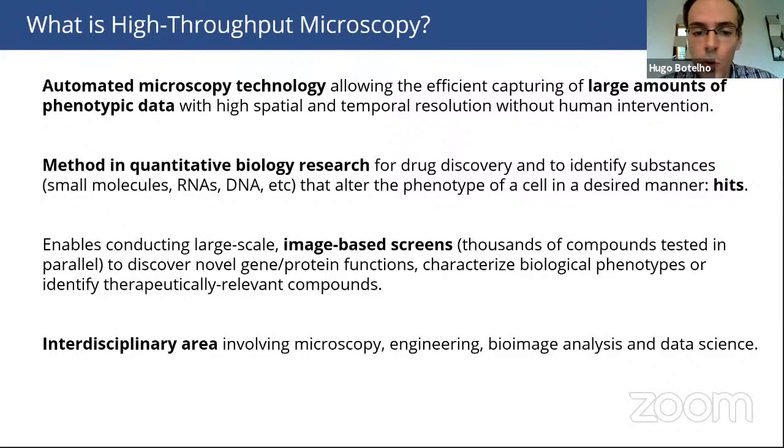And we use microscopy as a tool for drug discovery or identification of hits, which are compounds or molecules which alter the cellular phenotype in the desired manner. In this setting, the parallelization of the experimental part consists in screening a large library of compounds or molecules, which can be in the range of thousands, using imaging and without human intervention. And so high-throughput microscopy is an interdisciplinary area involving microscopy, engineering, image analysis, and data science.